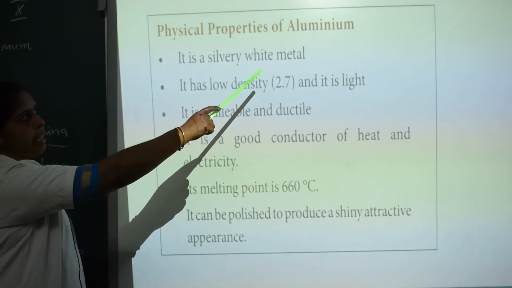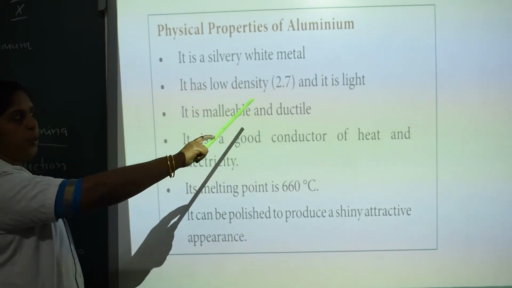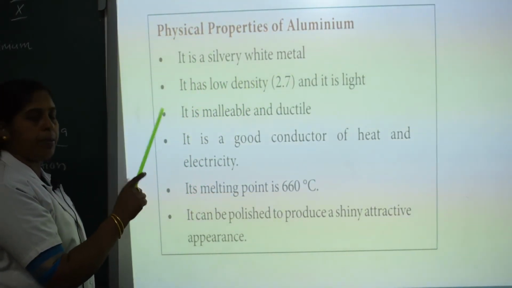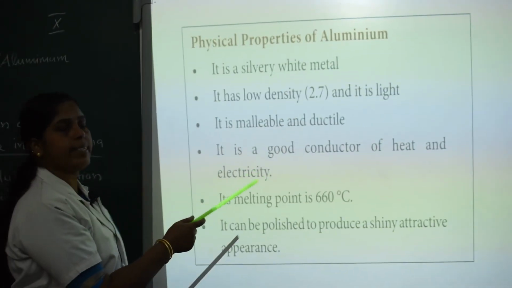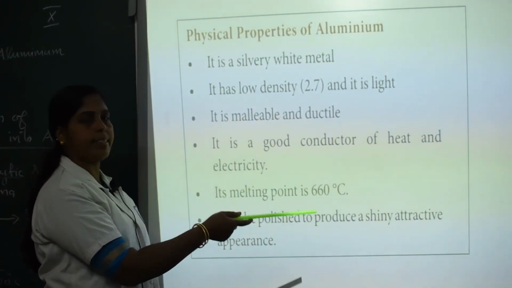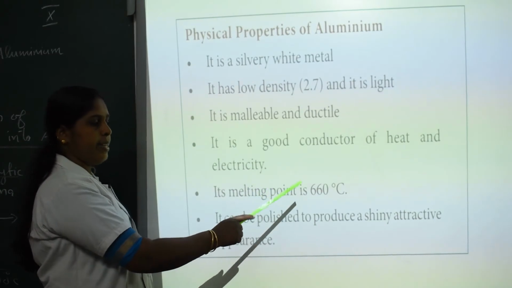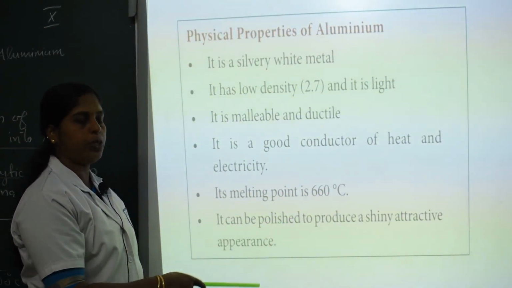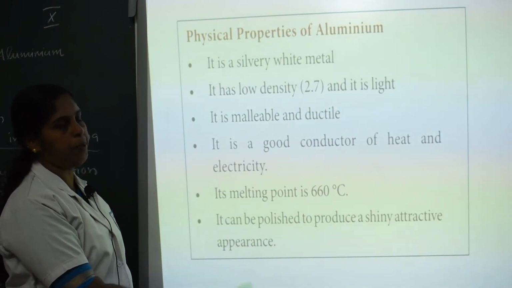Aluminium is a silvery white metal. The density is 2.7, so it is a lightweight metal. Aluminium is a malleable and ductile metal. It is a good conductor of heat and electricity. The melting point is 660 degrees Celsius and it can also be polished to get a shiny, attractive appearance.